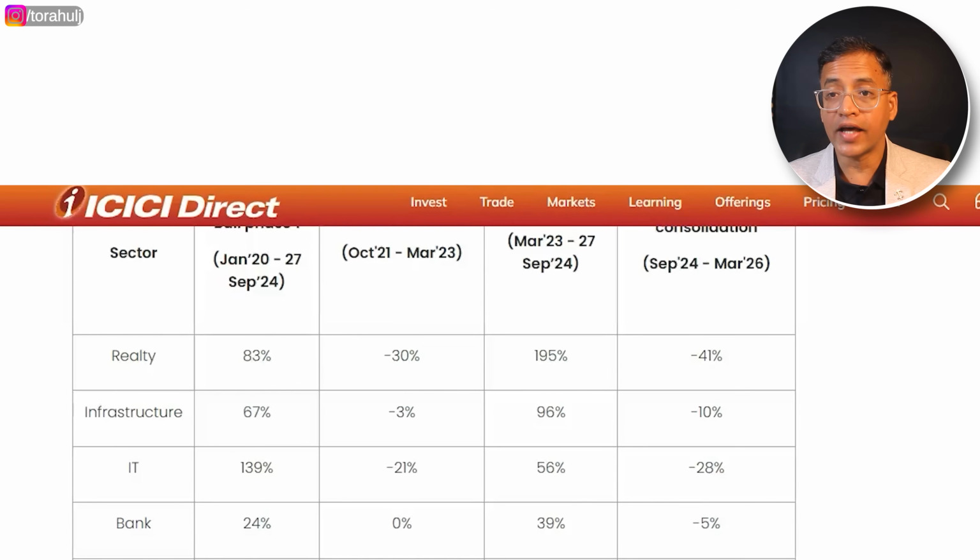If I show you this data point that ICICI Direct beautifully put out, big credit to the ICICI Direct team for doing this analysis. Whenever I see a good analysis, I give them a compliment.